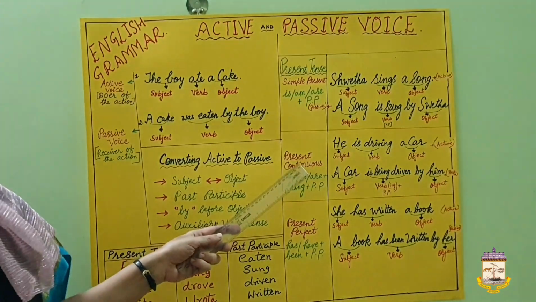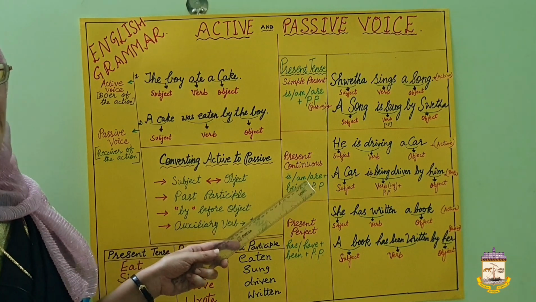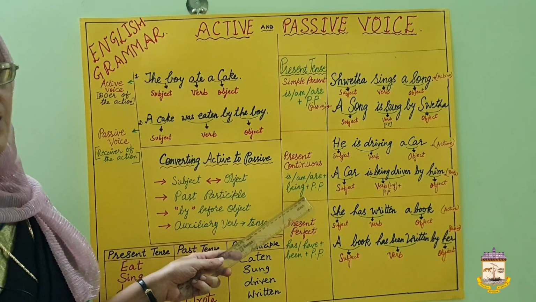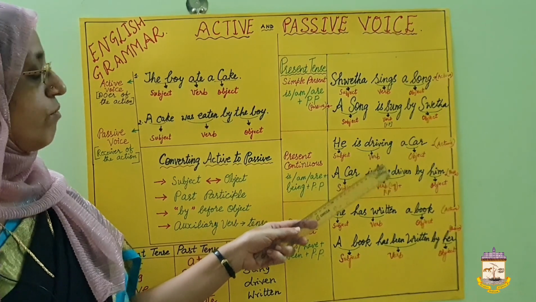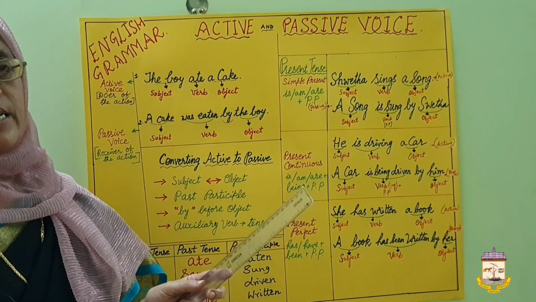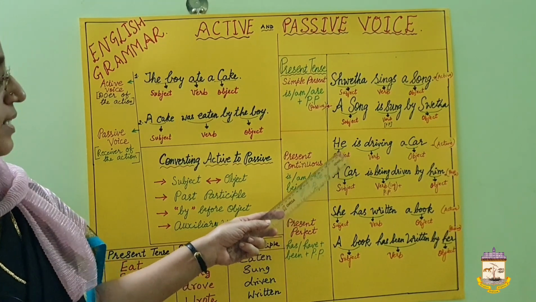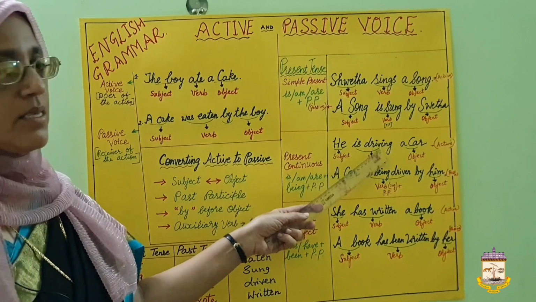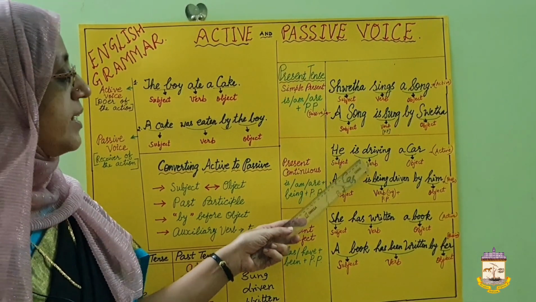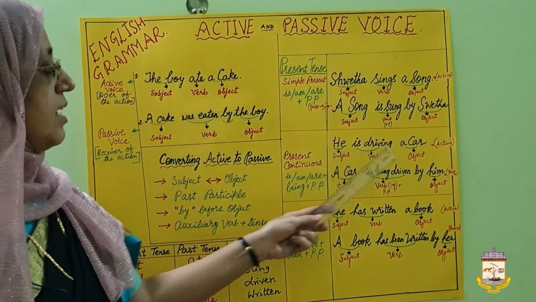Now let's look at the present continuous tense. In the present continuous tense, the format will be the same. Is, am, are, plus being is used for the ing form. For any verb that has ing, like driving, reading, writing, etc., you use being plus the past participle. Look at this example. He is driving a car. In this sentence, he is the subject. Is denotes it is present tense. Ing says that it is continuous. He is driving.